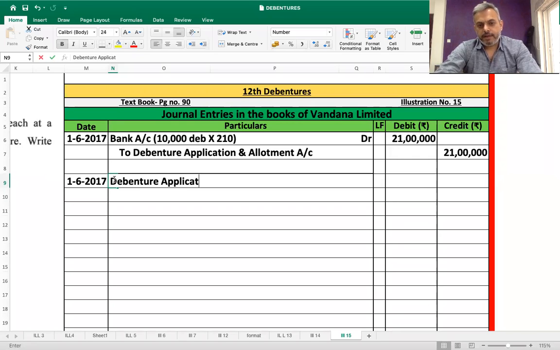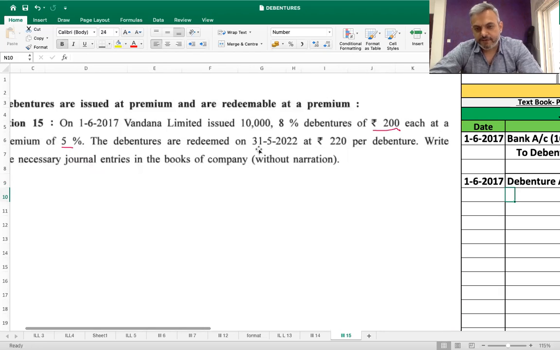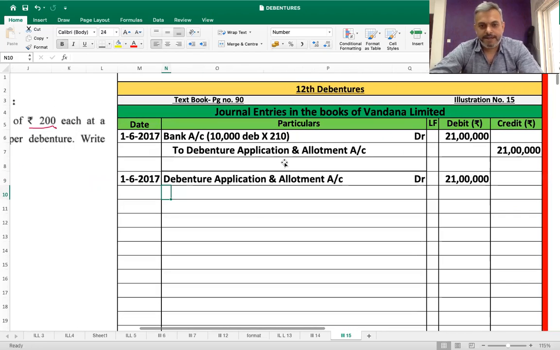Debenture application and allotment account, debit 21 lakh. Now, sorry, before that: 21 lakh is what we have received towards application and allotment. But now over here, we have also committed that the debentures will be redeemed at 220 per debenture. So we have committed 20 rupees more than the face value. So that is our loss.